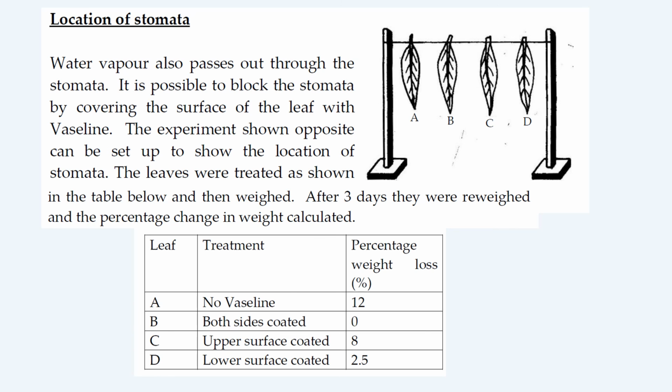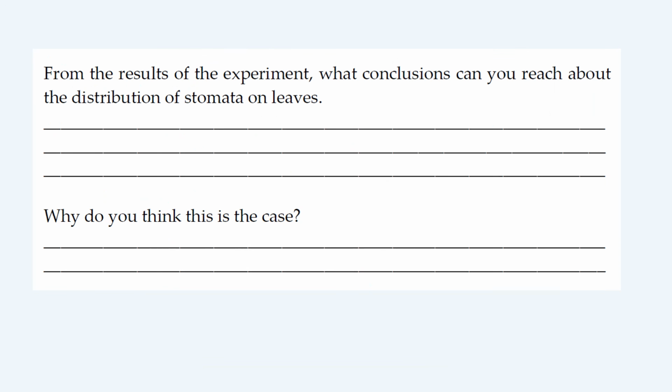So A has no Vaseline and the percentage weight lost was 12. B has both sides coated and there was 0 loss. C has the upper surface coated and there was 8% loss. And D has the lower surface coated and there was 2.5% loss. So then we'll have 2 questions to answer about that. So from the results of the experiment, what conclusion can you reach about the distribution of stomata on leaves? And why do you think this is the case? So pause the video and try to come up with the answer for both of these questions.